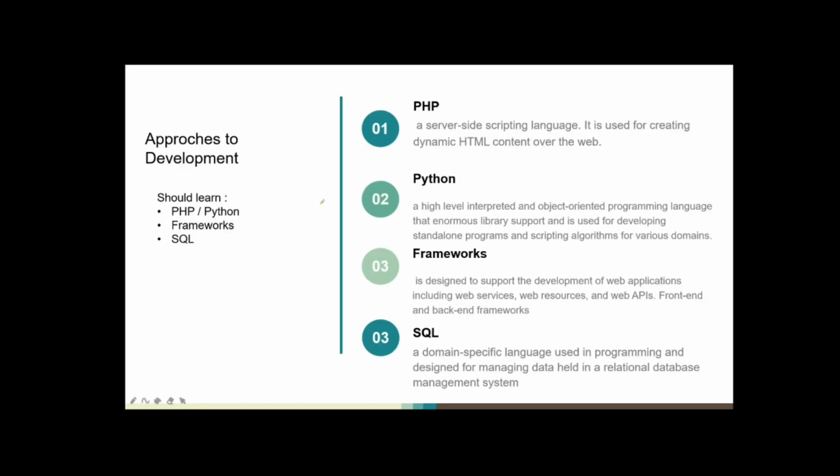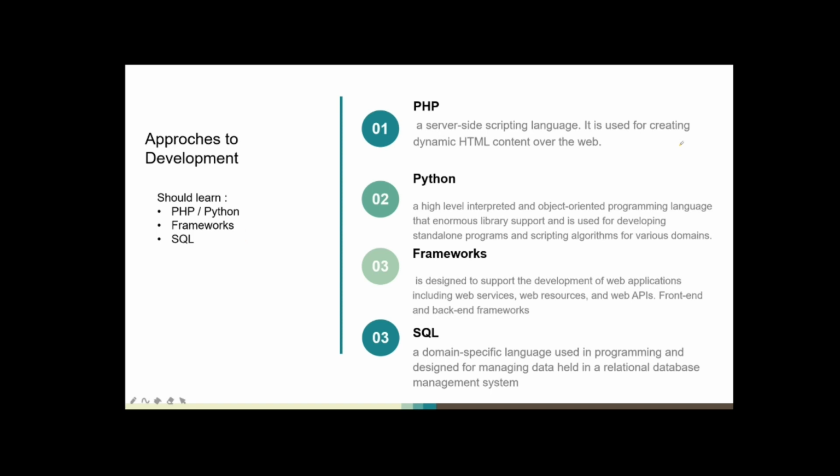There are also approaches to development. And in this development, we assume that we wanted to create a coded prototype or a high fidelity prototype. So here, you should be able to learn either PHP or Python, or you may want to learn about some frameworks, and also to access your database, to manage it, you need to study SQL.